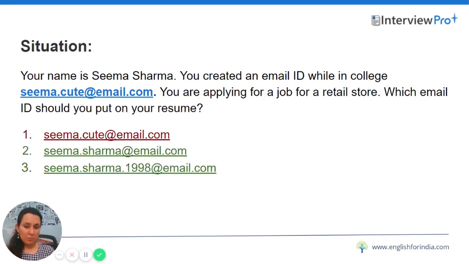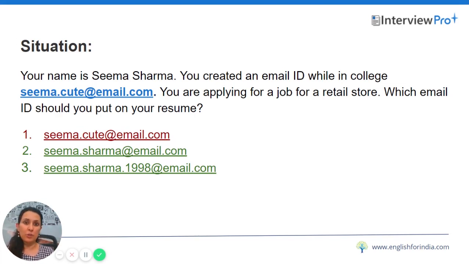Correct. She can put option 2 or option 3, which is seema.sharma@email.com or seema.sharma.1998@email.com. It's best not to use email IDs which have adjectives like cute, silver bullet, outstanding, or general extensions because the recruiter forms a perception about you even before meeting you.